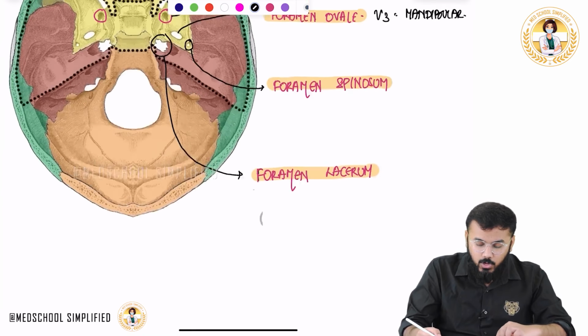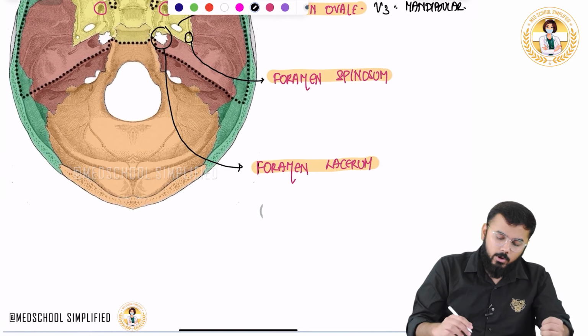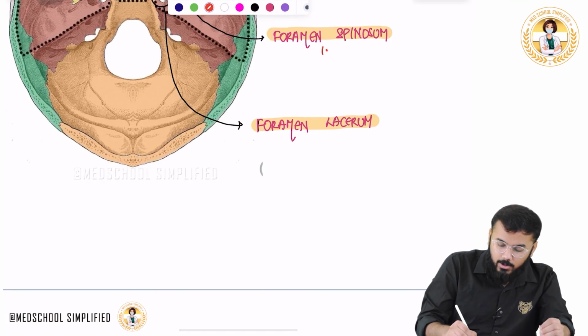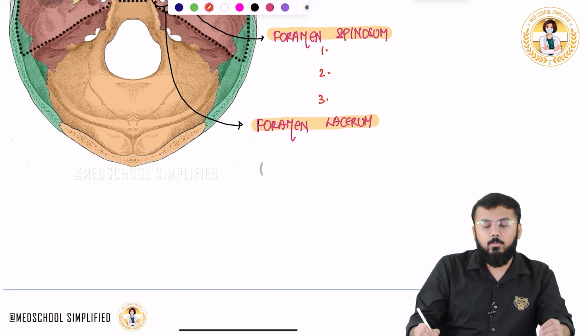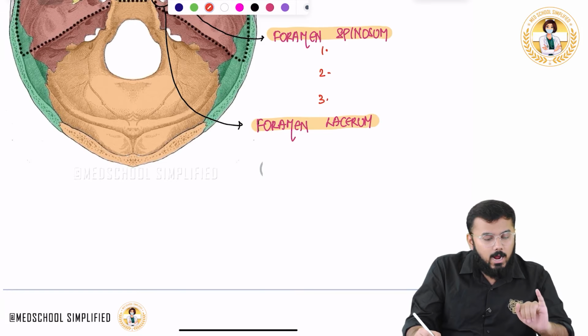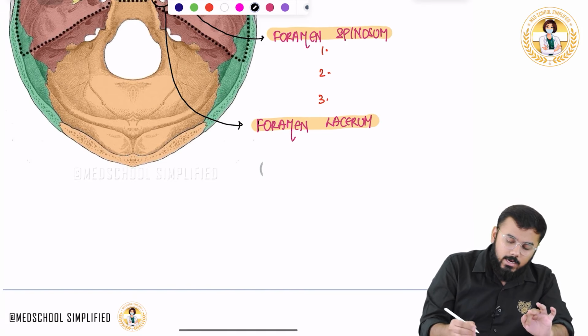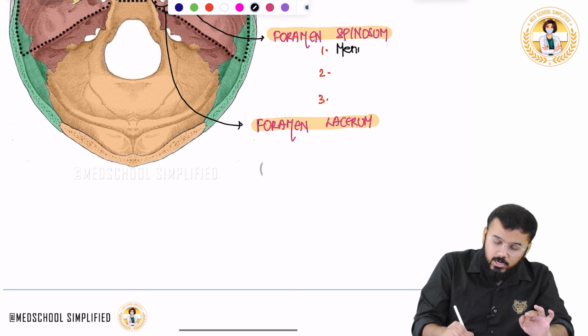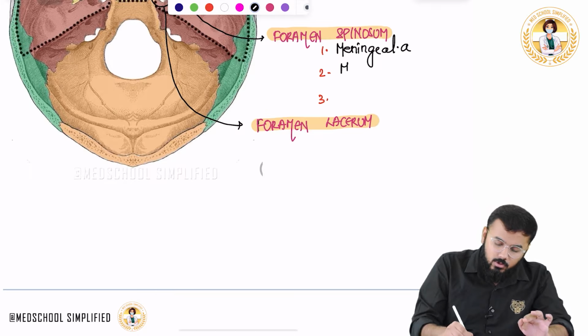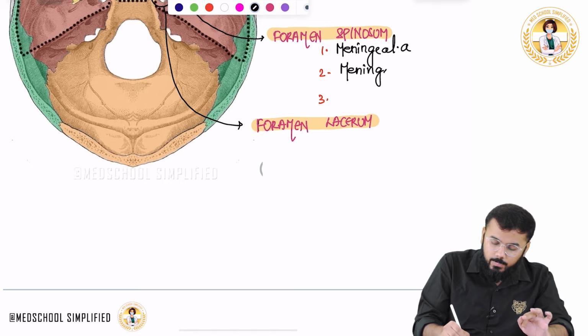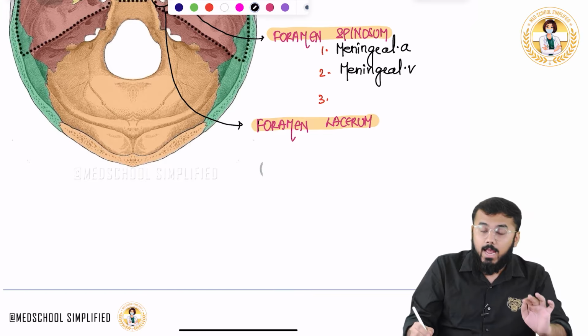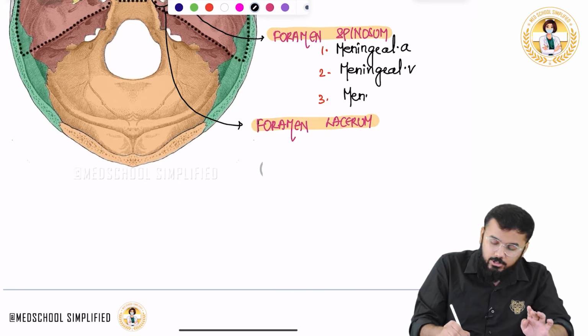Now, when it comes to foramen spinosum, there are three important structures that are passing through foramen spinosum. What are those three important structures? One is called as an artery, one is called as a vein, another one is called as a nerve. What is that artery? That artery is called as meningeal artery. Vein is called as meningeal vein, and nerve is called as meningeal branch.